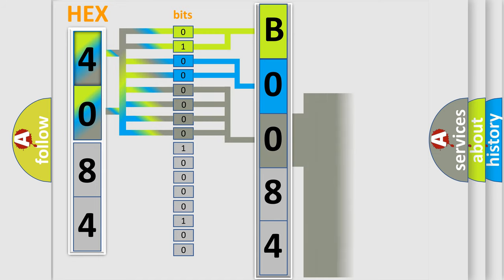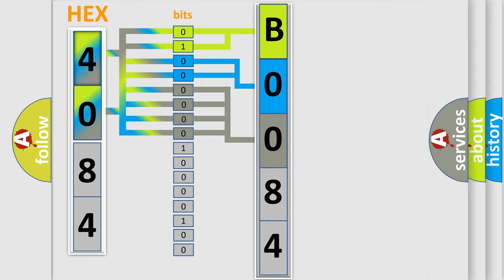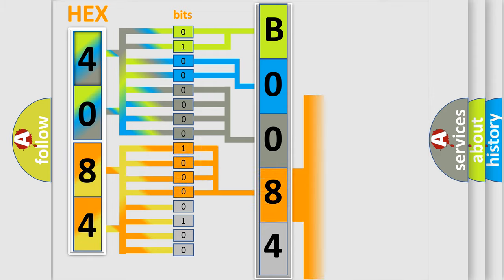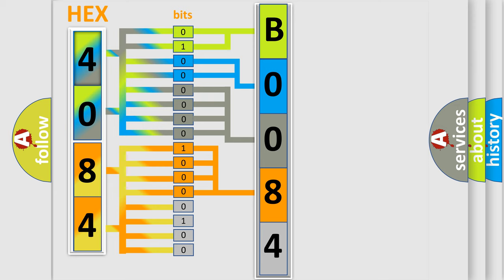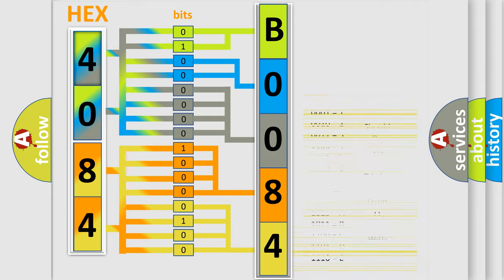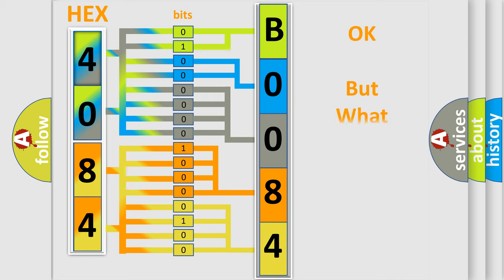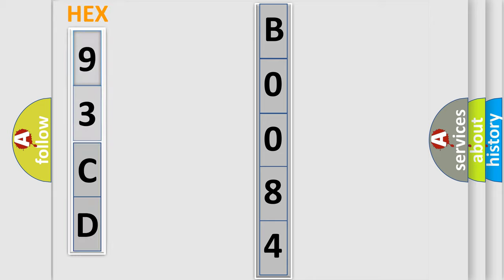The second byte is composed of a combination of 8 bits. The first 4 bits determine the fourth character of the code, and the combination of the last 4 bits defines the fifth character. A single byte conceals 256 possible combinations. We now know in what way the diagnostic tool translates the received information into a more comprehensible format. The number itself does not make sense to us if we cannot assign information to what it actually expresses. So, what does the diagnostic trouble code B0084 interpret specifically for Saab car manufacturers?